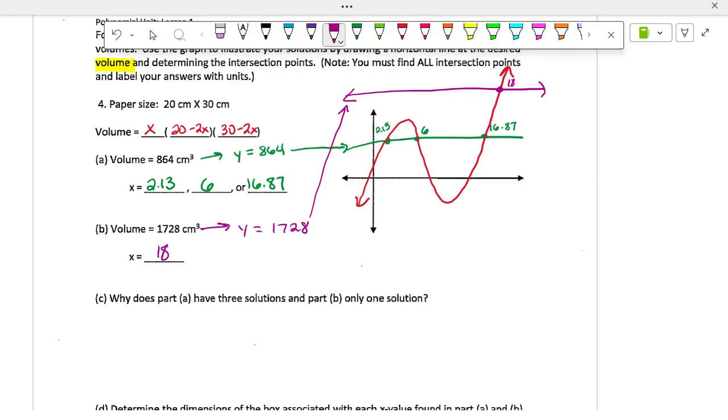Now, why do you think that part A has 3 solutions, but part B only has 1? Look at the position of the 2 lines and what we know about the maximum volumes. Right, because 1728 is actually greater than the max volume, which means it probably isn't possible to get. So it's because 1728 is greater than the max volume.